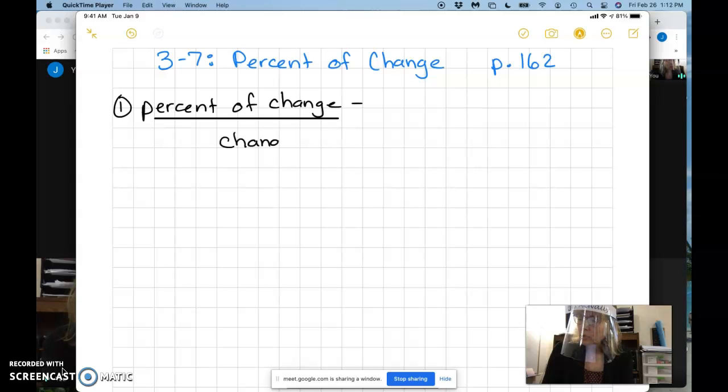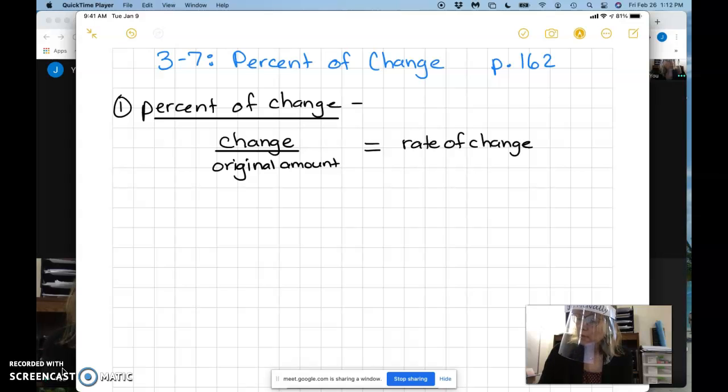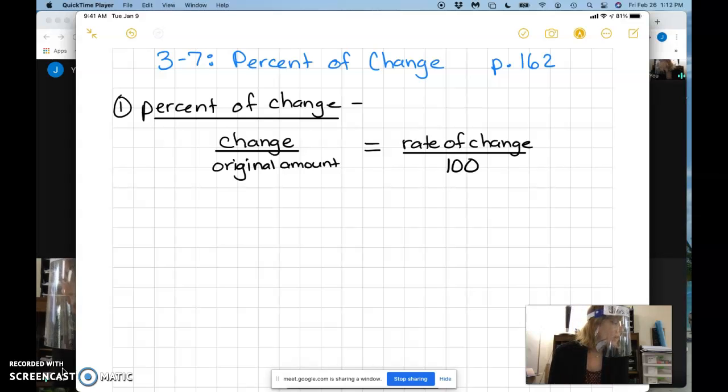It's change over original amount equals the rate of change, which is usually what we're trying to find, so that might be our x, over 100. So that's going to be the proportion that we use to help us find the percent of change.